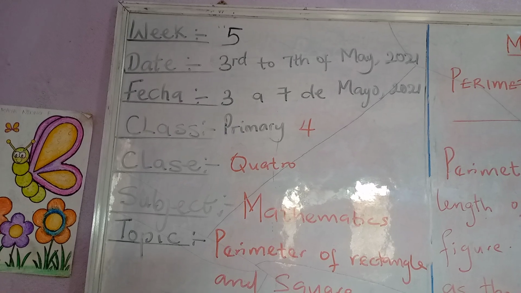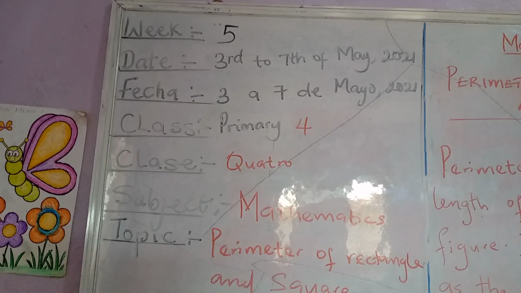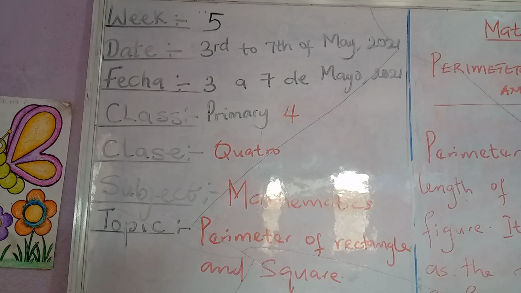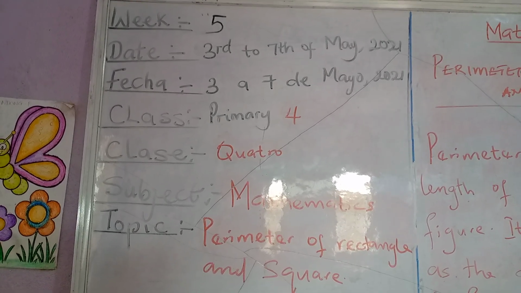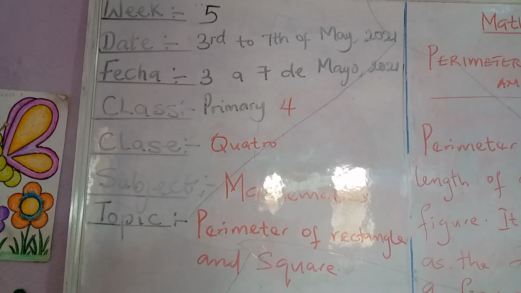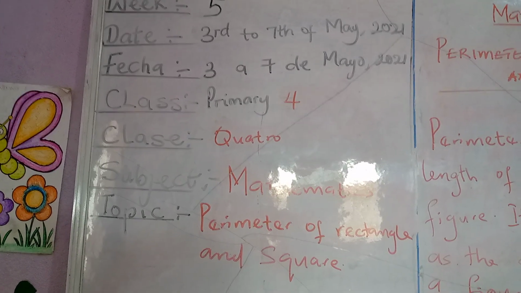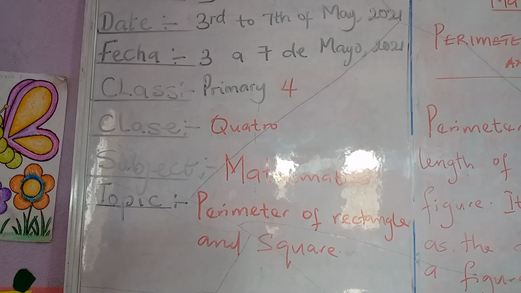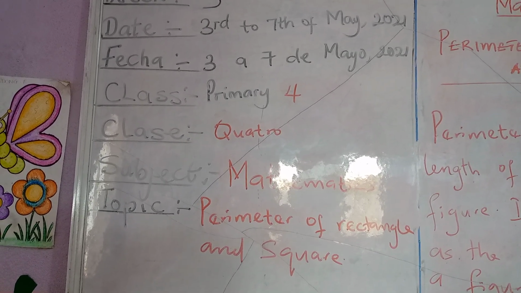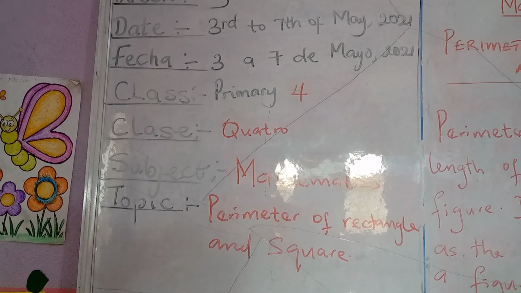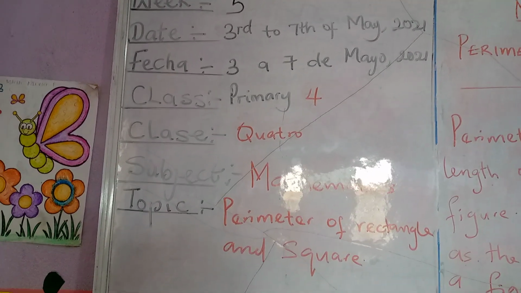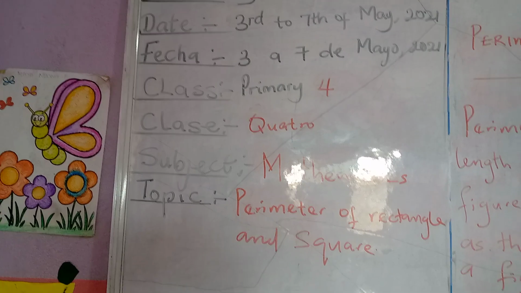This time around we shall be talking about mathematics. Last week we started with area of rectangle and square. So this week we shall be concerning ourselves with perimeter of rectangle and square. Again, perimeter of rectangle and square. This is week 5, right? Okay, let's go to the course proper.